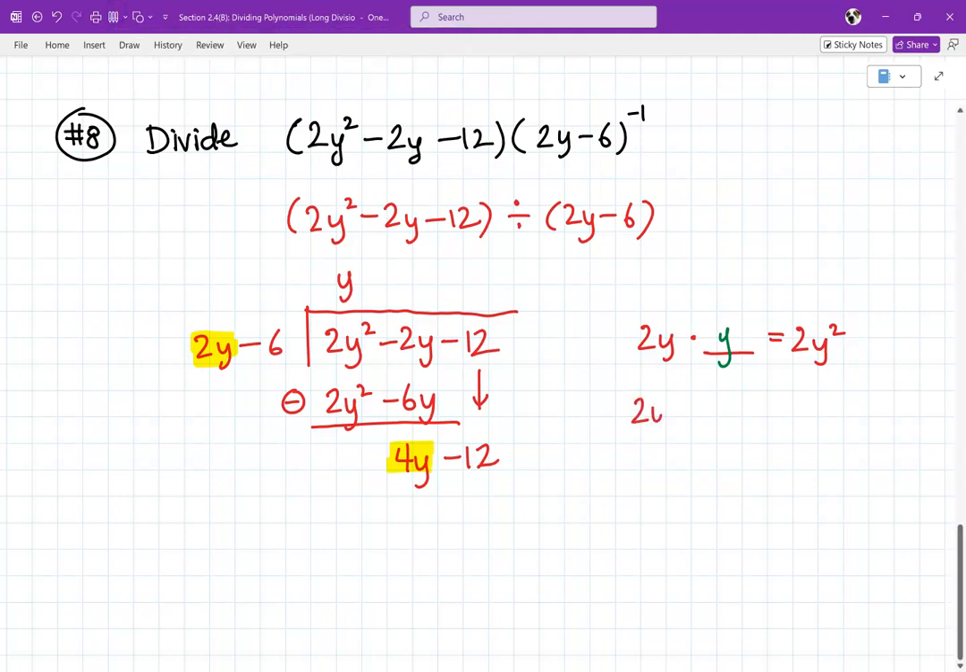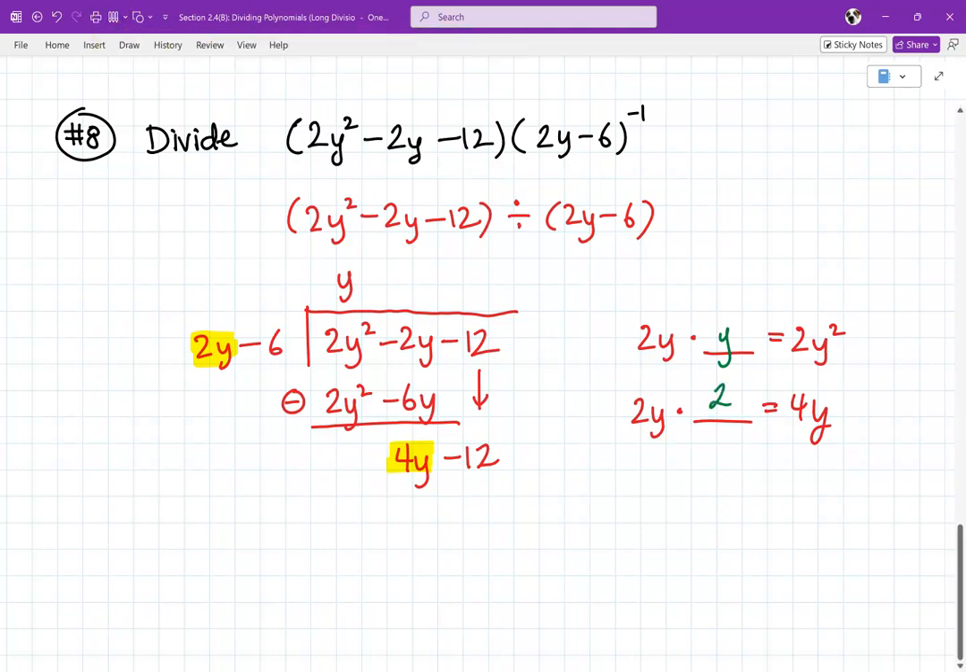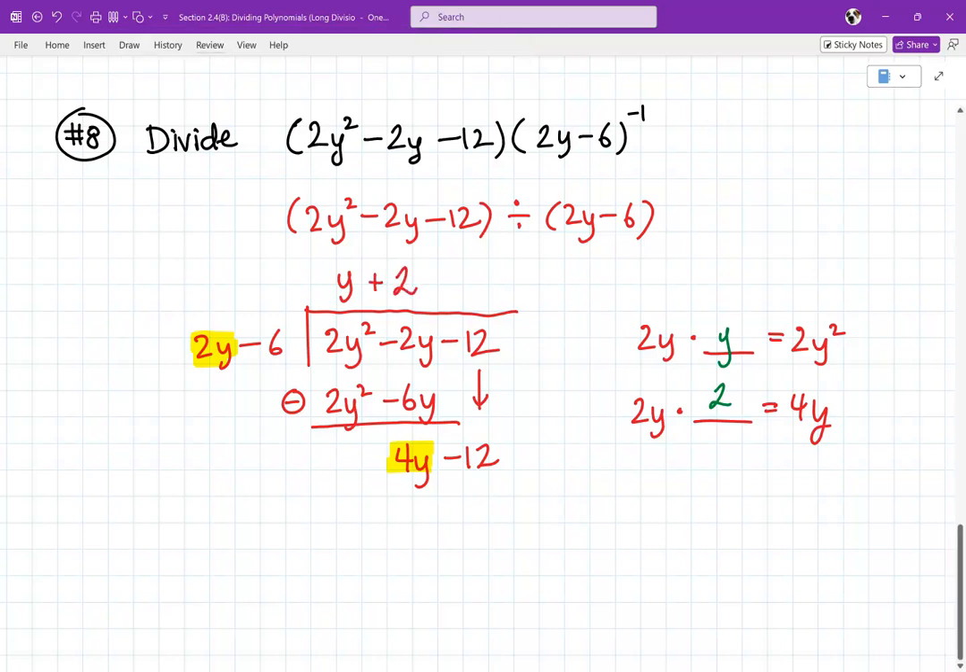Now let me highlight the next first term, which happens to be a 4y. So 2y times what is 4y? By 2. Thank you. So by 2. 2y times 2 is 4y. So I'm going to get that 2 and put it up here. It's a positive 2. By the way, if you're wondering what if it was a negative 2, then just put y minus 2. Okay? So I'm going to get this 2, and I'm going to multiply it times these two terms. Just the 2, not the y plus 2, just the 2.